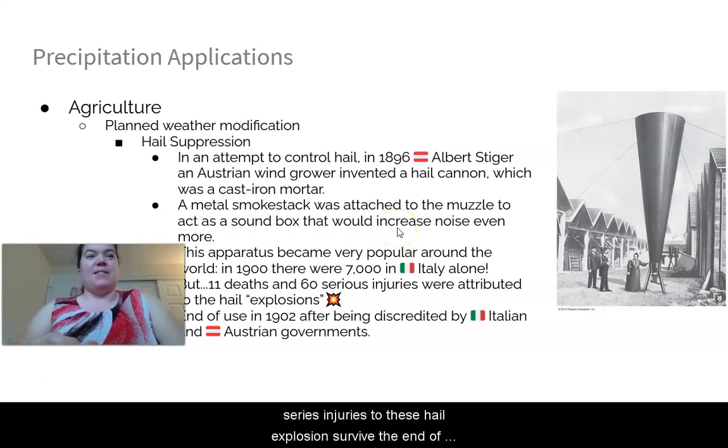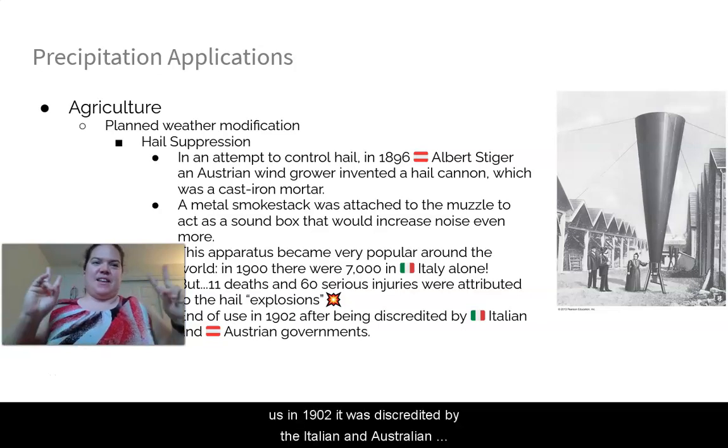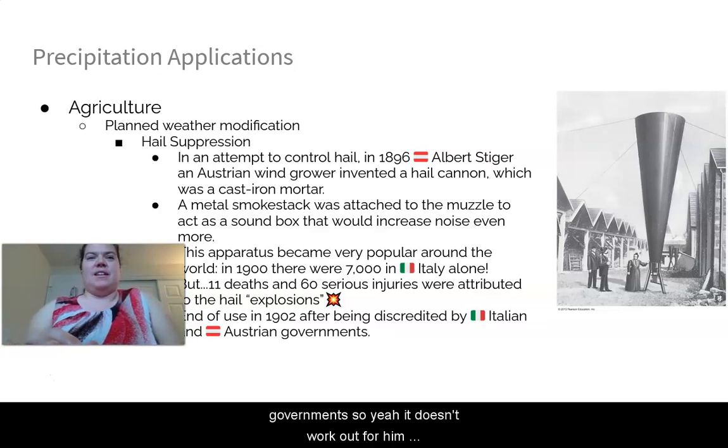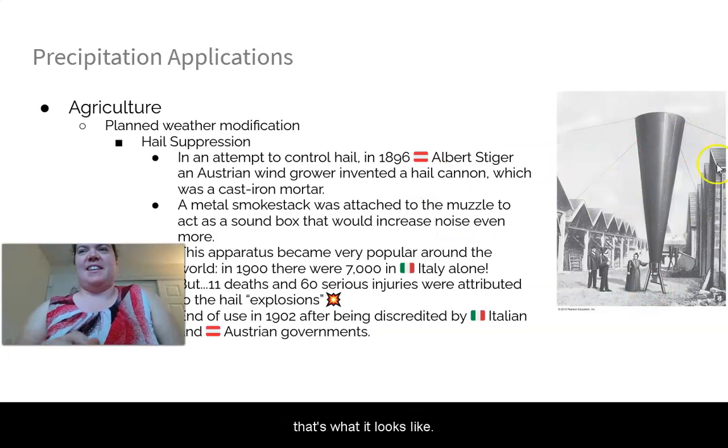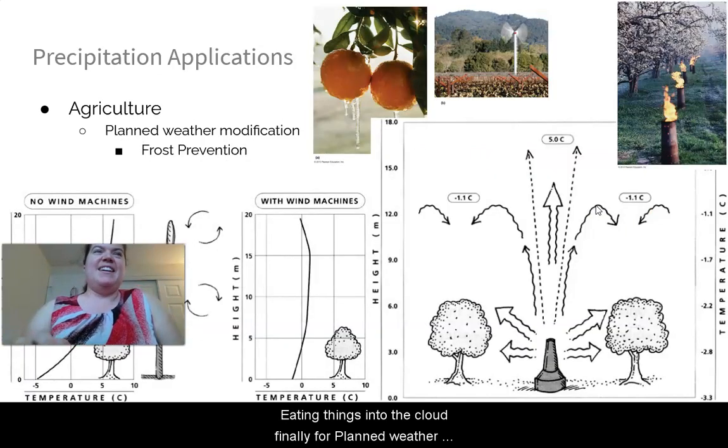In 1900, there were 7,000 in Italy alone, but it caused 11 deaths and 60 serious injuries from these hail explosions. So by the end of use in 1902, it was discredited by the Italian and Austrian governments. So yeah, that didn't work out for him. Oh, that's what it looks like, right? So we have like shooting things into the cloud.